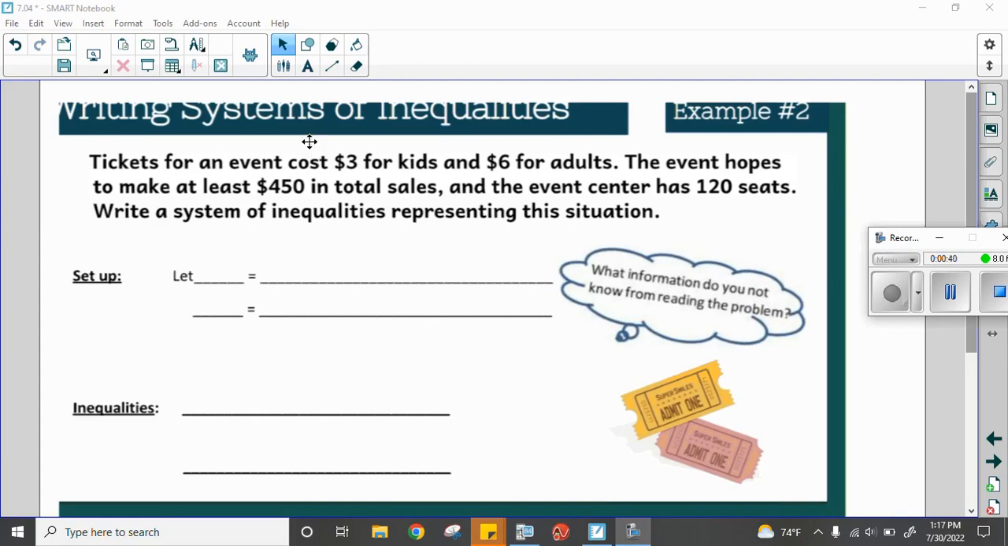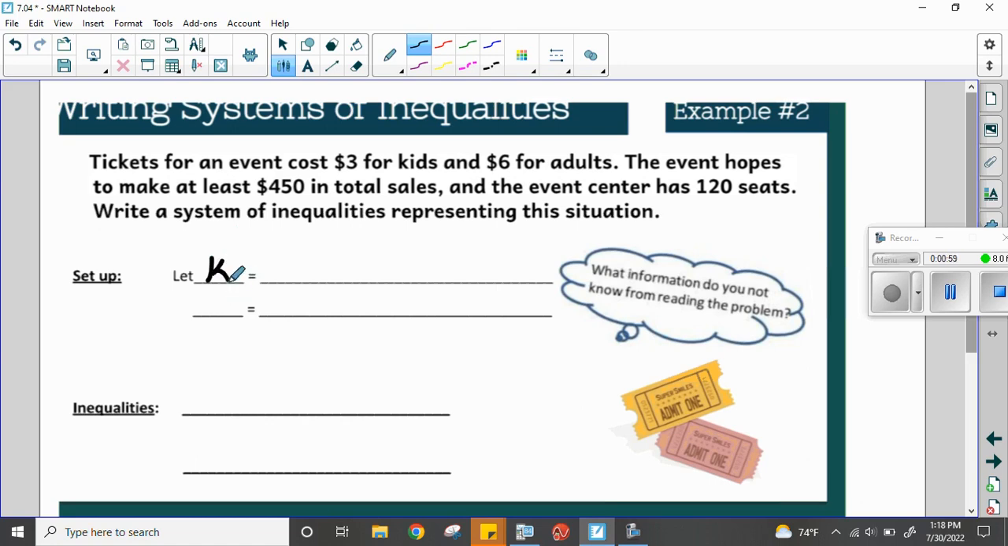The first thing we want to do is define our two variables. So it looks like in this problem we are talking about tickets for kids and tickets for adults. And yes, we can always choose to use the letter K to represent the tickets for the kids and A to represent the tickets for adults. I prefer to use X's and Y's just to make things a little bit more streamlined and look familiar with what we're used to.